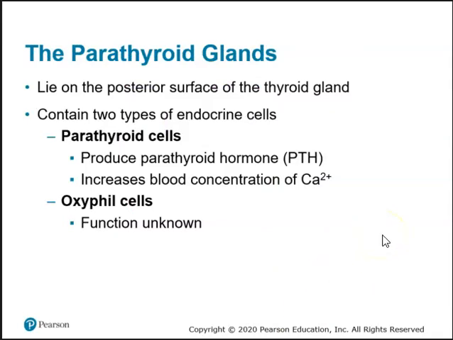The parathyroid glands lie on the posterior surface of the thyroid gland. They contain two types of endocrine cells. We have the parathyroid cells, which of course secrete parathyroid hormone, which is important. It increases blood concentration of calcium. And then we have oxyphil cells. I would focus mostly on the parathyroid cells that secrete parathyroid hormone. Again, it regulates blood concentration of calcium and will increase blood concentration of calcium should there be any decreases of calcium in the body.